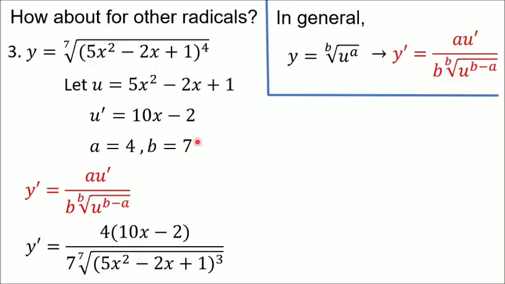So, b natin is 7 minus a na 4. Kaya, 3 na lang yung nandun. And this is already our final answer. O, di ba mas madali? We don't have to use the chain rule. We don't have to convert or rewrite the given into exponential form. Diretso na using this general formula for any radical function.